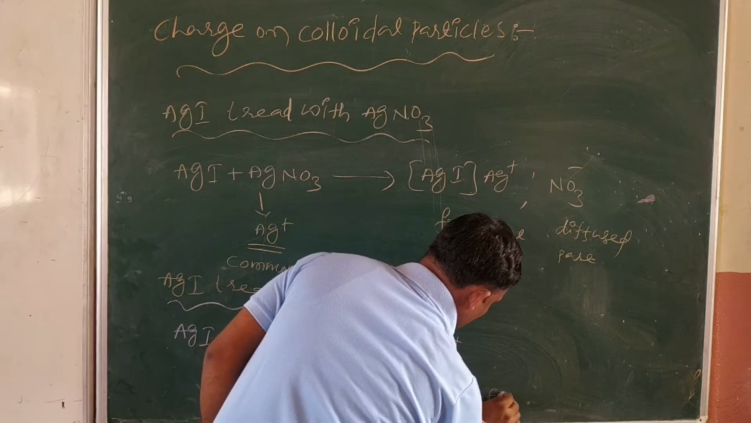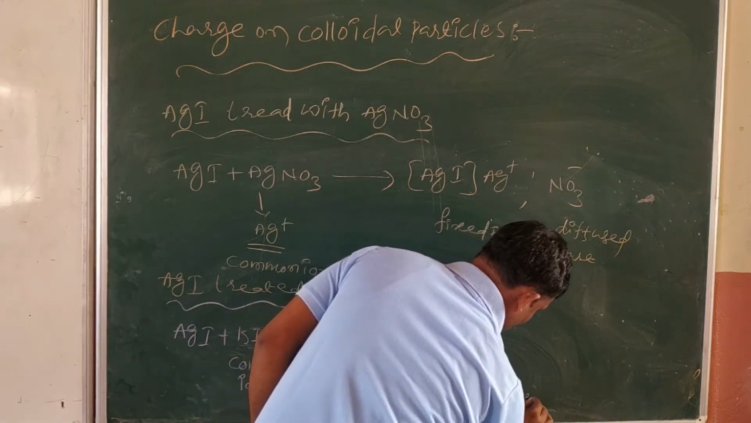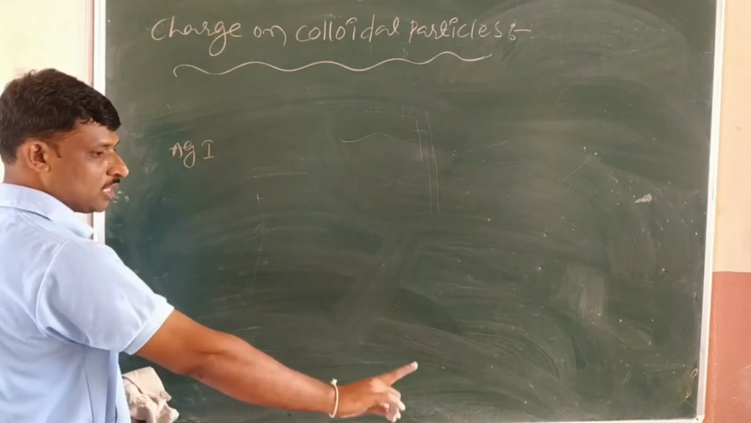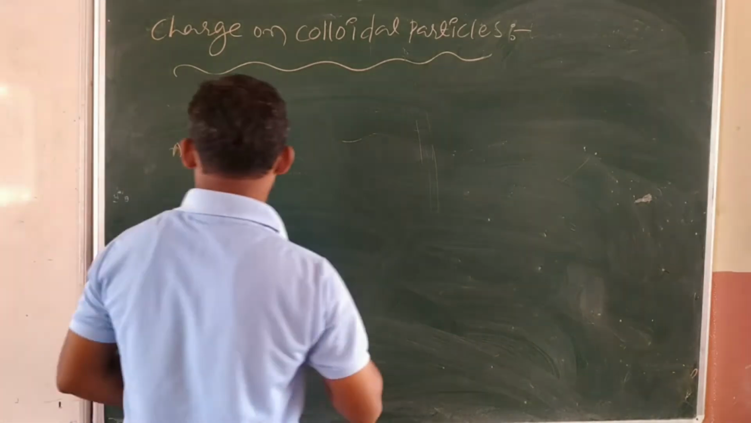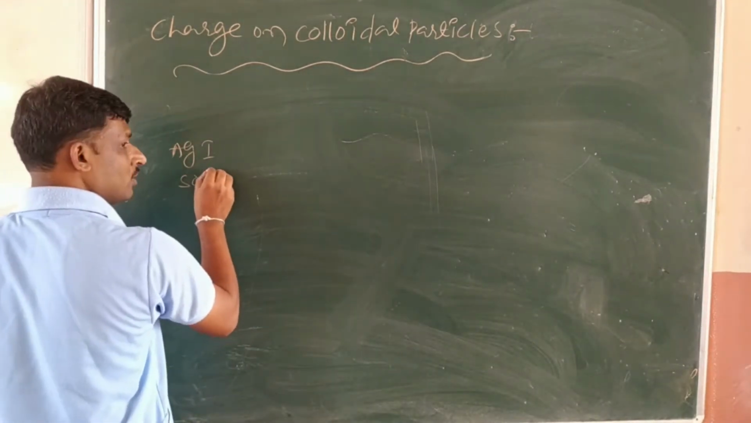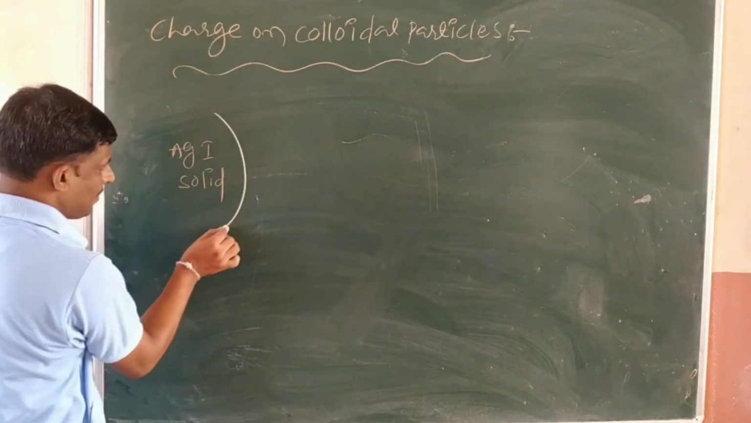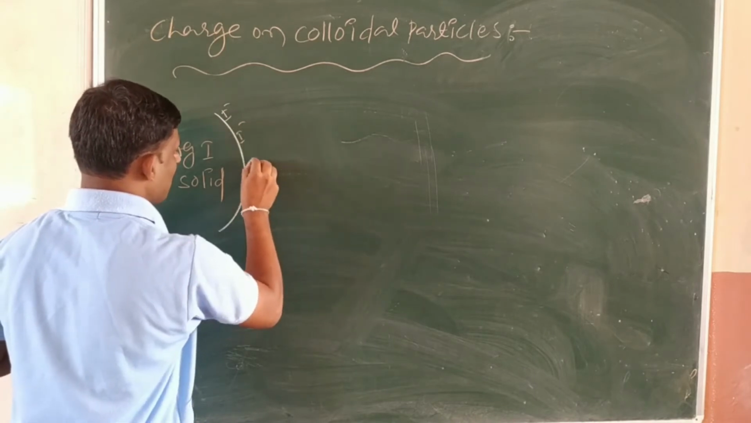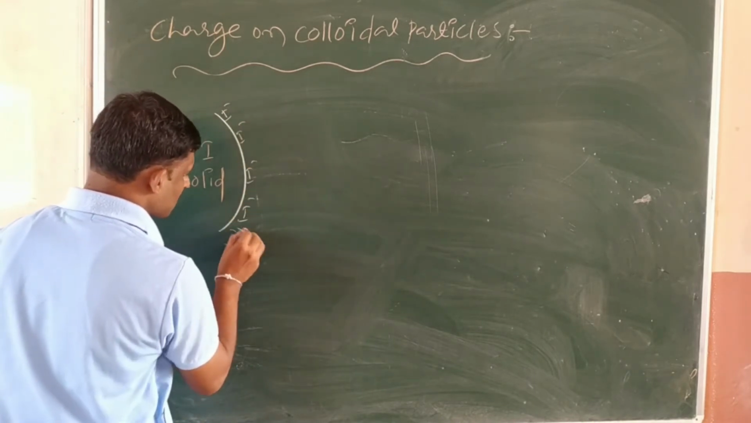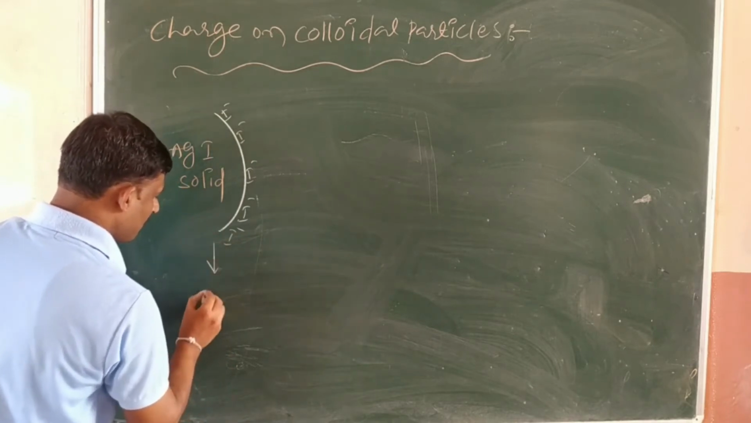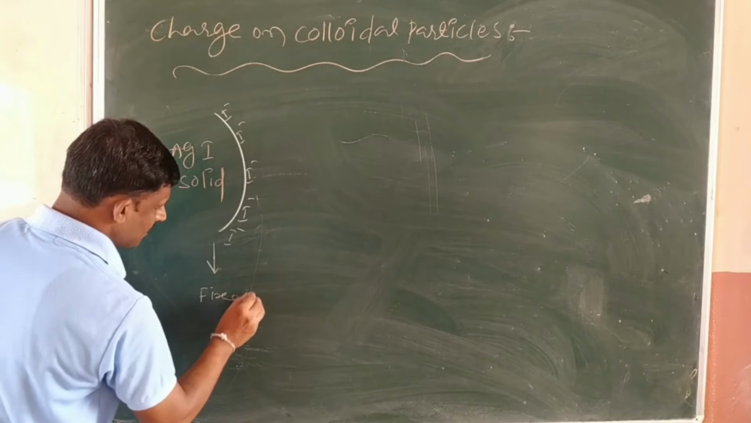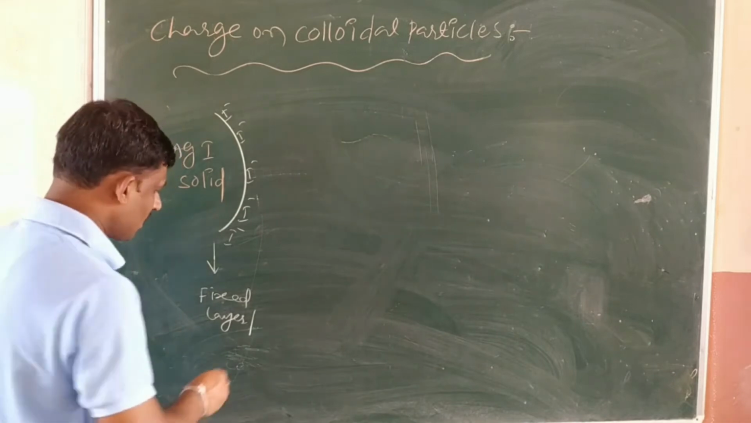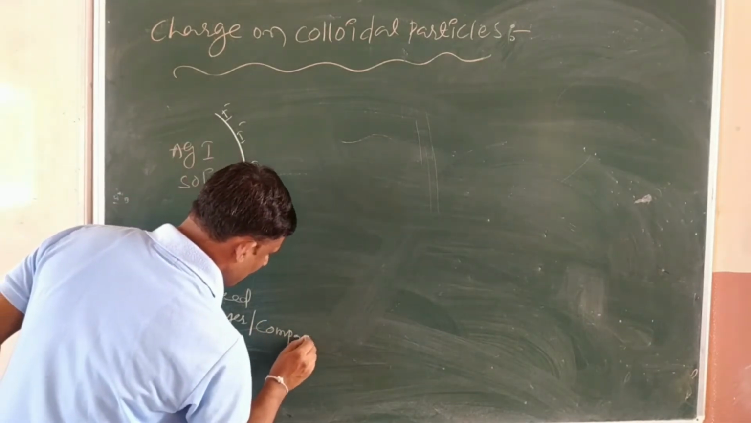Now this is the AgI solid, and I am going to talk about the negative sol. Around the AgI solid, this is the I minus layer. This is the fixed layer, which is also called the compact layer.